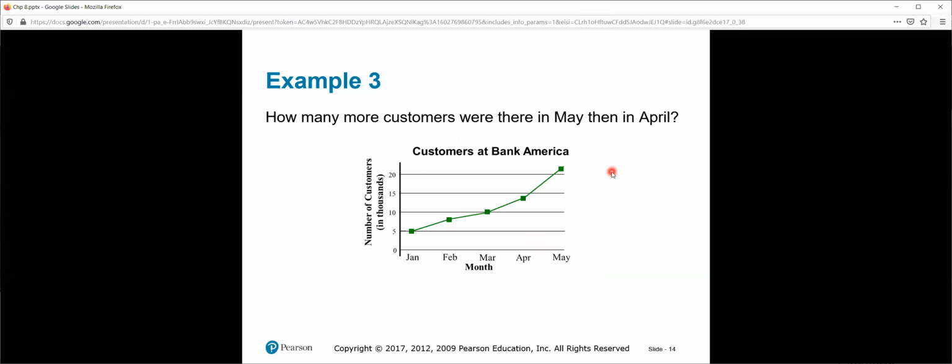How many more customers were there in May than in April? Well, here's May, here's April. Look at the line. That's 22, and that's 14. So you're talking 5, 6, 7 more customers. 7,000 more customers, sorry. Hopefully Bank of America doesn't have 7 customers in it. Just the same, I keep beating that dead horse, right?